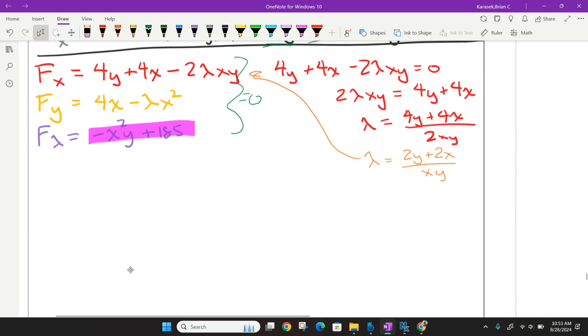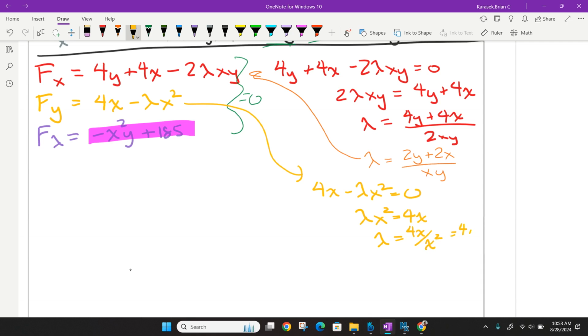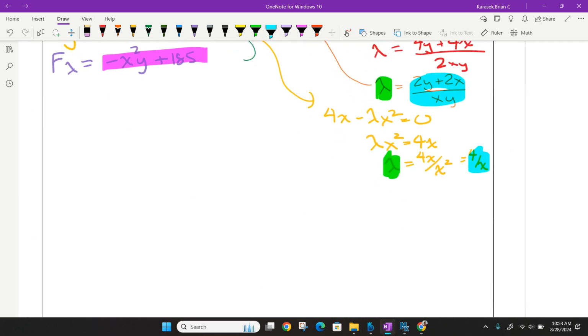Okay. Now I'll do the same for the second one. The second one is going to give me that 4x minus lambda x squared is equal to 0, which means that lambda x squared is equal to 4x, or that lambda is equal to 4x divided by x squared, or 4 over x. Now, since this lambda is the same as that lambda, by the transitive property of equality, that algebra must be equal to that algebra.